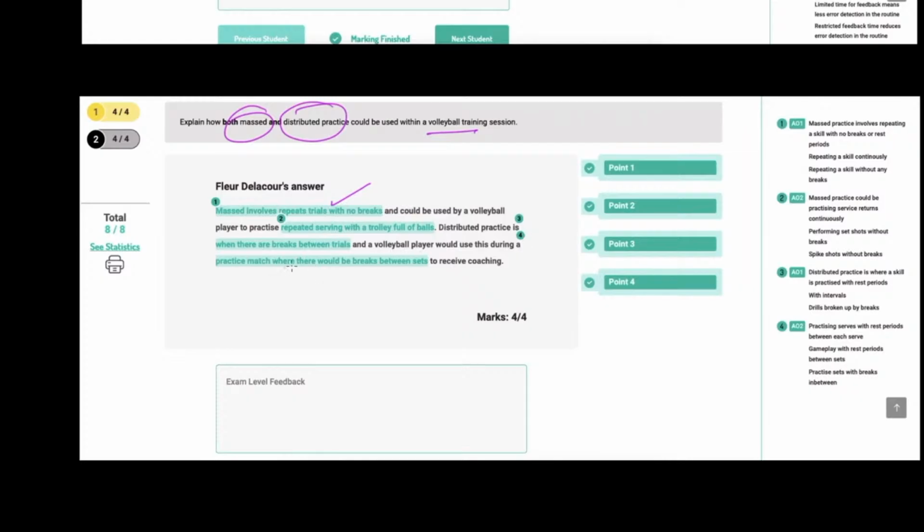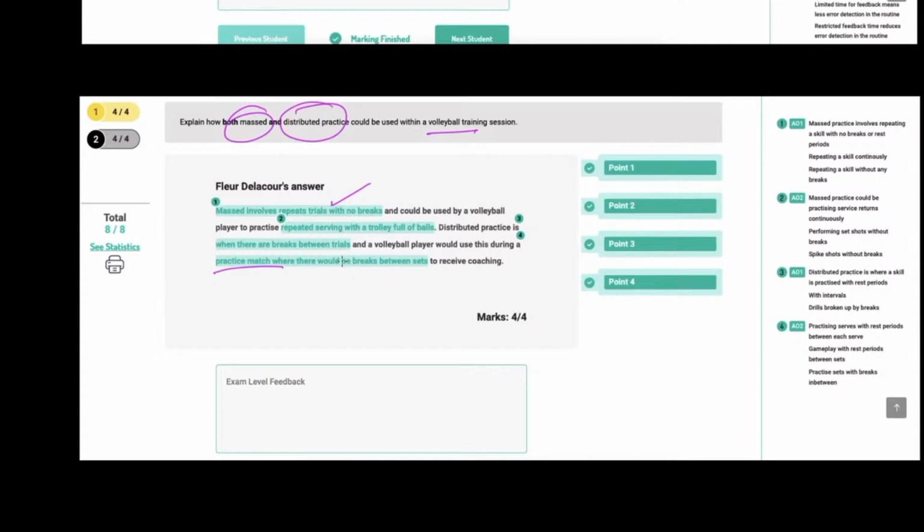And then I've got here, when there are breaks between trials for distributed, and this could be a practice match in training, a practice match where there would be breaks between sets. Okay, so what we've said here is, we would use mass practice for honing a technique, and then distributed practice when we put that into a more open situation.